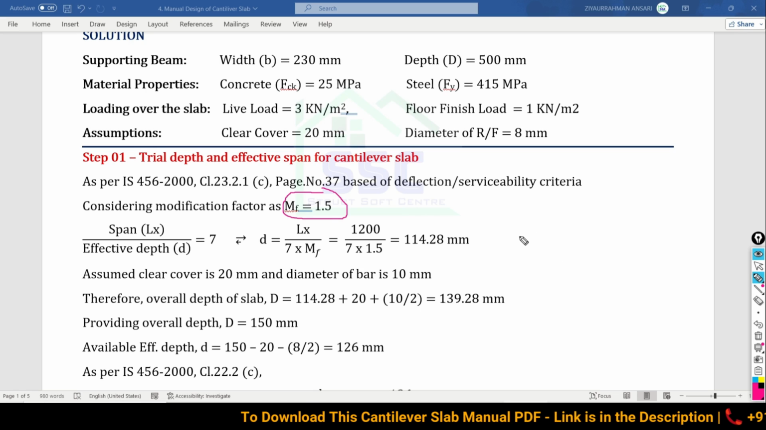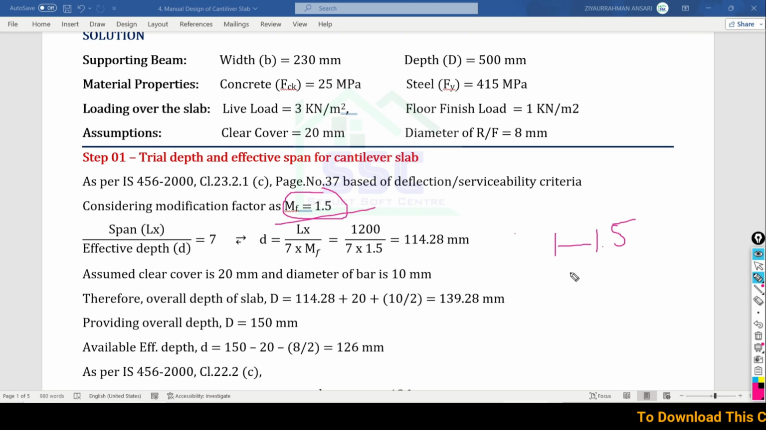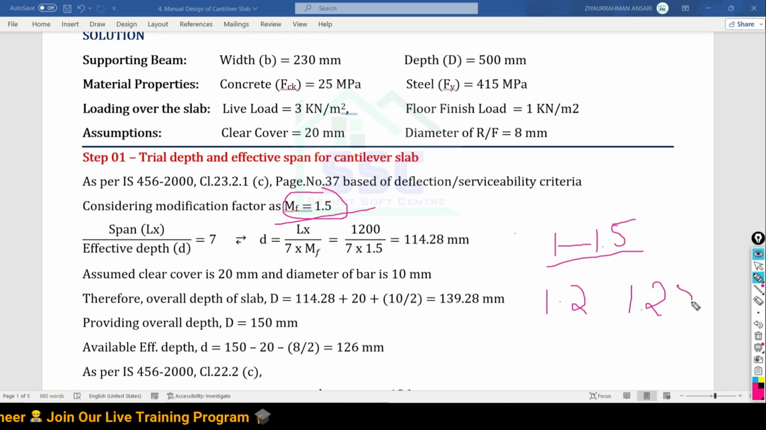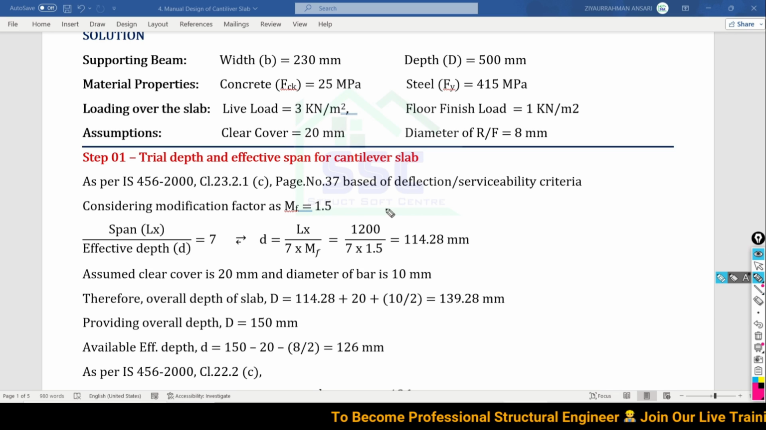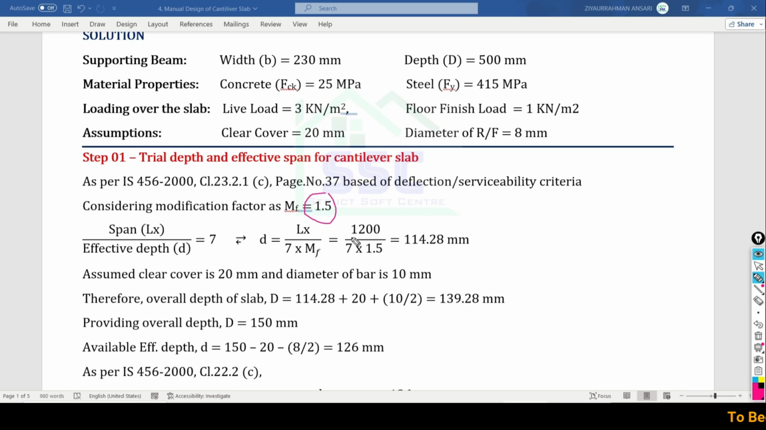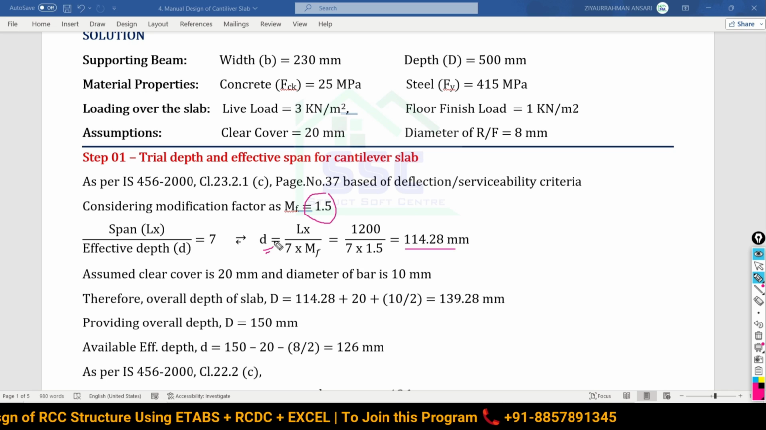That's why at the initial stage you have to consider this modification factor from 1 to 1.5. So it may be a different value. When you do the calculation on your own, you may consider it as 1.2, some of you may consider it as 1.25, some as 1.3, right? So it's your choice what value you take. Here I am going to take the modification factor as 1.5. Now after putting this modification factor 1.5 and the shorter span 1200 divided by 7, we are getting the value of 114.28 mm. This is the effective depth required, the trial effective depth.